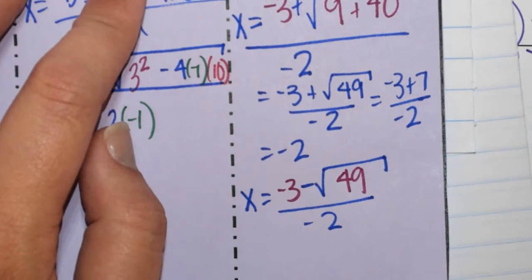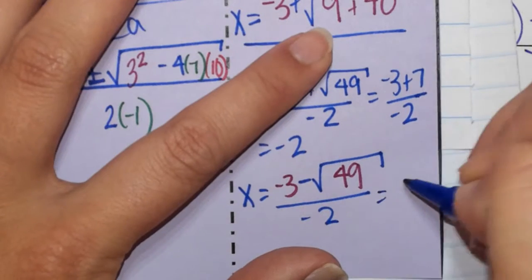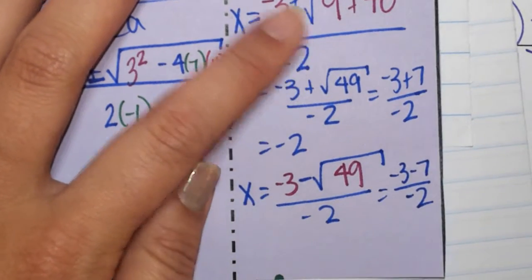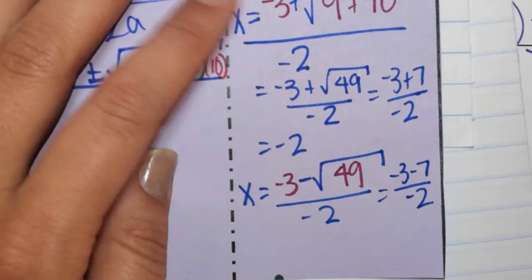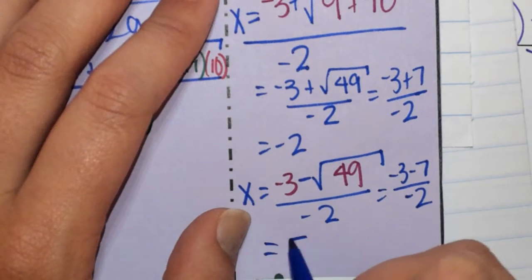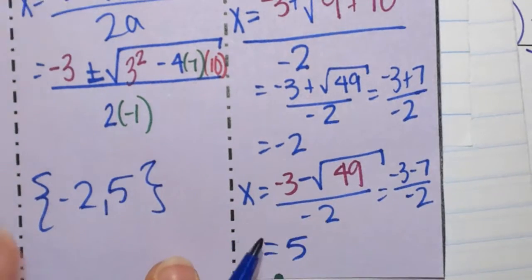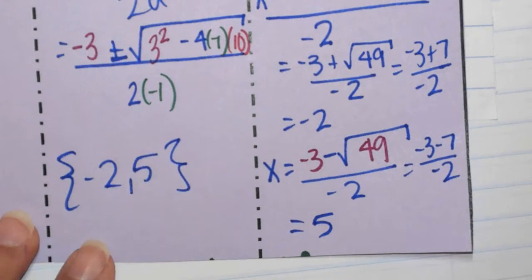Alright, what's the square root of 49? Alright, what's negative 3 minus 7? And what's negative 10 divided by negative 2? Positive 5. So our solutions are negative 2 and 5. And the solutions are where the graph crosses the x-axis.